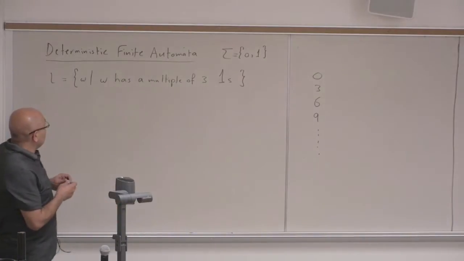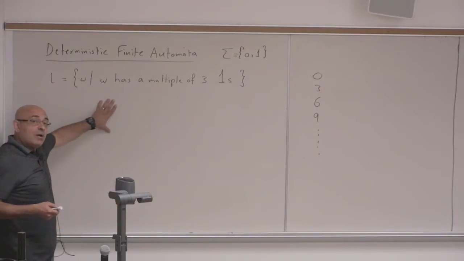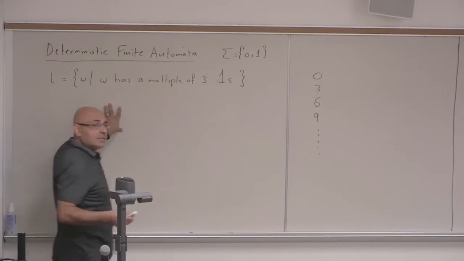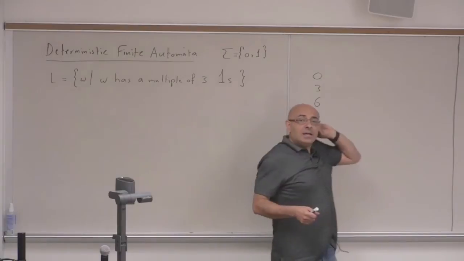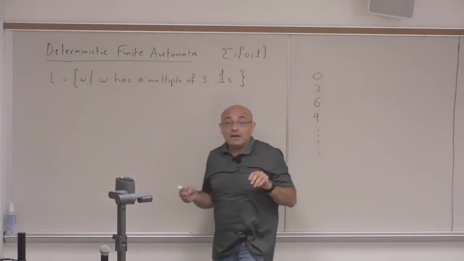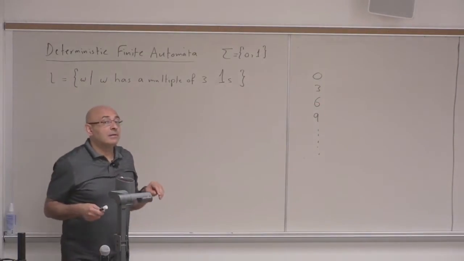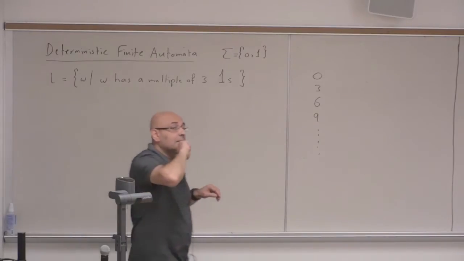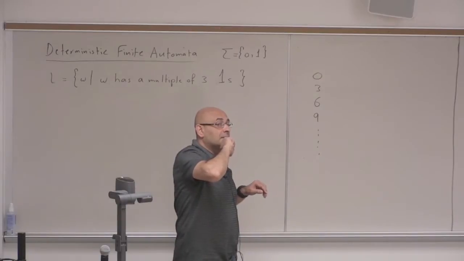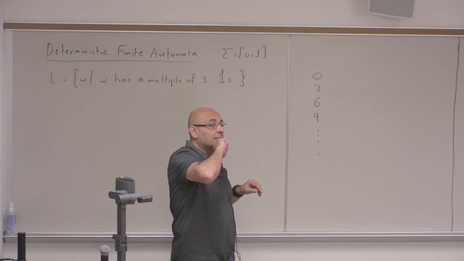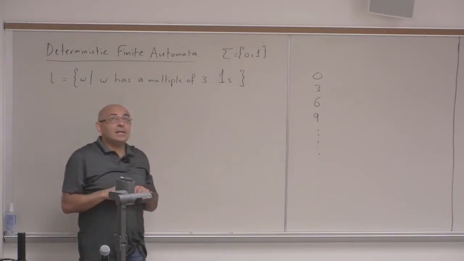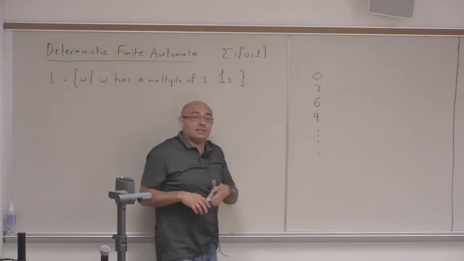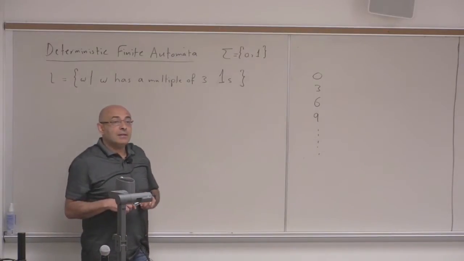Now, how can we design a DFA to recognize this language? How many states do you think it will have? Three? Why three? One for the accept and two others for the first one and the second one. But what about cases where we have 9 and 12? It'll go back to the first one.